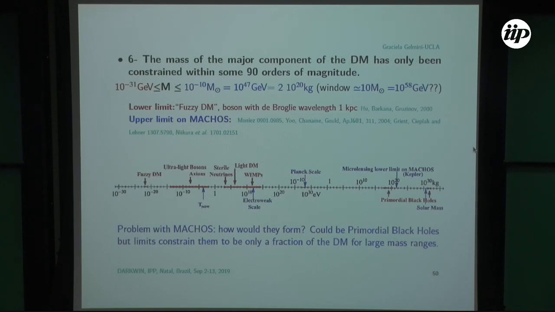And I think I may finish here and continue later. The mass of the major component of dark matter has only been constrained within 90 orders of magnitude. The smallest mass is here, fuzzy dark matter, which is a boson with a de Broglie wavelength of 1 kiloparsec. If it had a smaller mass, the de Broglie wavelength would be larger. You wouldn't be able to fit this dark matter within dwarf galaxies. And on the other side, here you have ultra-light bosons, axions, sterile neutrinos, light dark matter, WIMPs, Planck scale, and so on. MACHOs is what is at the other end, macroscopic halo objects.